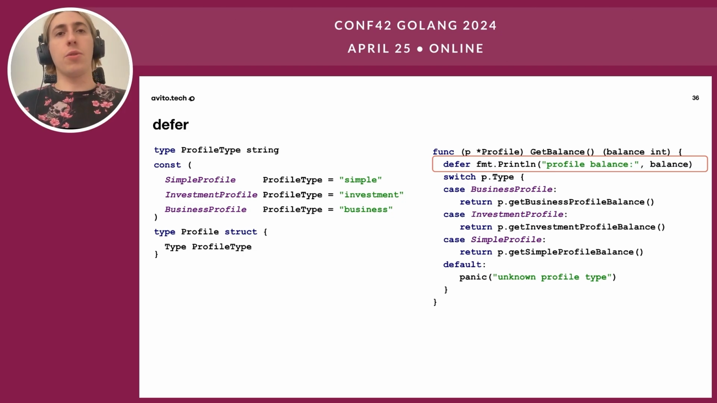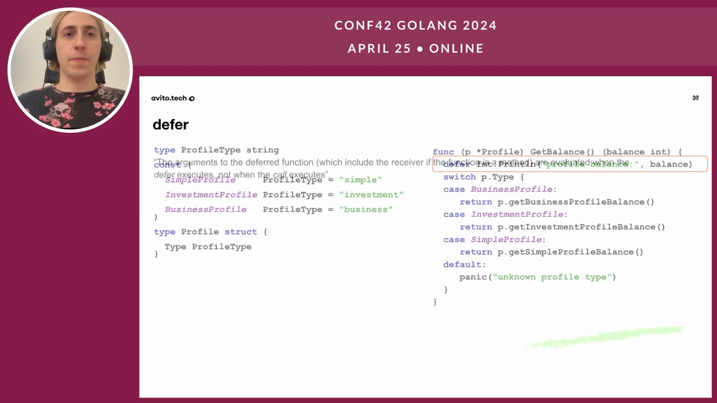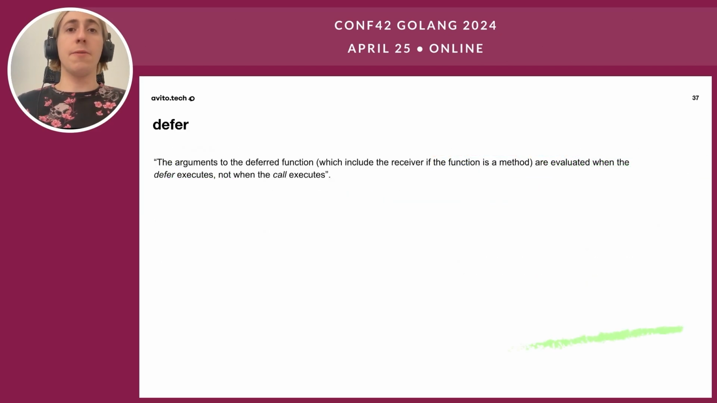Let's take a closer look at what is written about defer in the language documentation. The arguments to the deferred function, which includes the receiver if the function is a method, are evaluated when the defer executes, not when the call executes. In our example, at the time of execution of defer, the default value in the balance variable is 0. This is the value with which our print is executed.